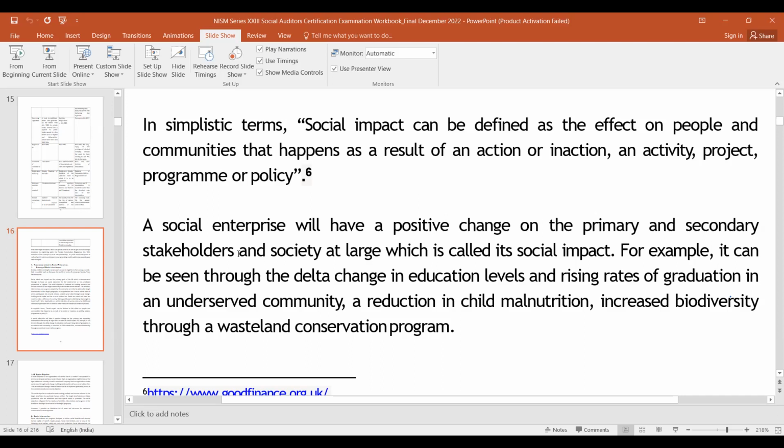So social enterprise will have a positive change on the primary and secondary. Primary is one for whom you are intending such social impact action. But those people who are being affected by such primary stakeholders are covered under secondary stakeholders and society at large, which is called its social impact. For example, it can be seen through the data change in education levels and rising rates of graduation in an underserved community, a reduction in child malnutrition, increased biodiversity through a wasteland conservation program. Now, if there is a wasteland and you develop a conservation program, you can increase the biodiversity, you can increase the aquatic life, etc. So that way you are making a societal impact.